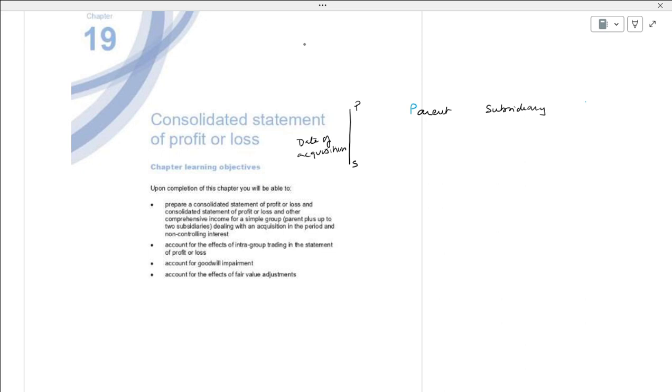For this, what will happen? From the total profits, we will give whatever profits belong to the subsidiary, and whatever the remaining profits are belongs to the parent. Remaining profit belongs to the parent. That's a simple process which you are going to do.